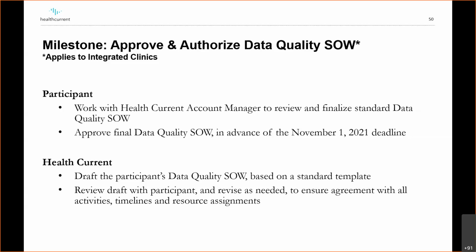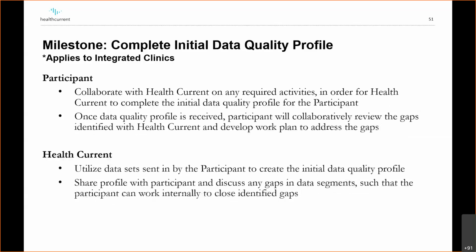Your Health Current account manager will help to draft the data quality scope of work based on, again, that standard template. They will review it with you as a participant, revise as needed, and ensure everyone is in agreement to move that forward. Next slide.